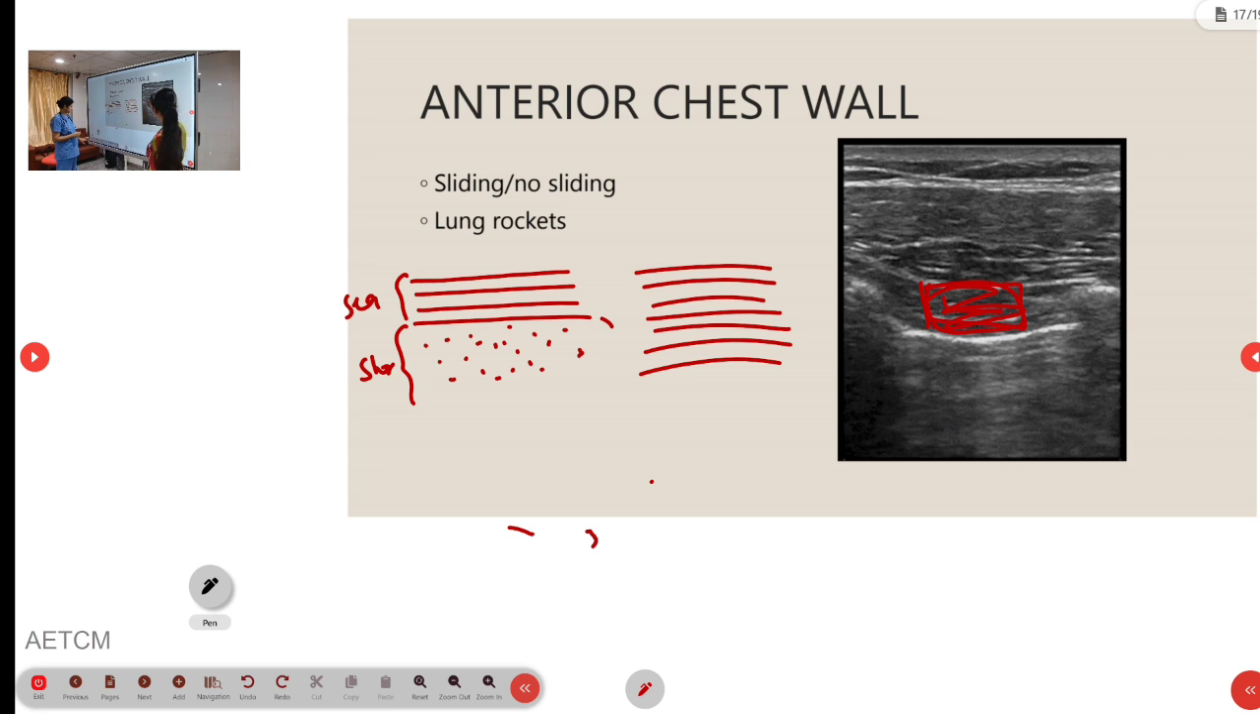Okay. So for the lungs, what all things will you look for? Mainly pneumothorax and any pulmonary edema, B lines. Any B lines or lung rockets we will be seeing. We will be looking for lung sliding, and we will also check for lung effusion.